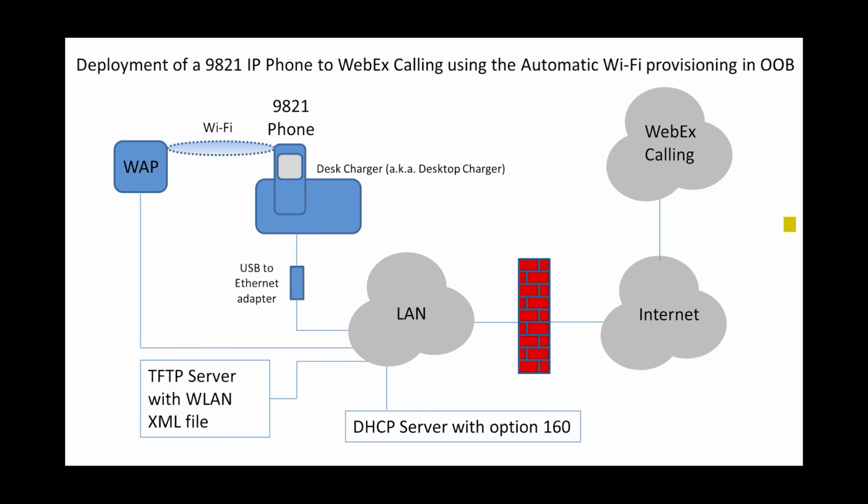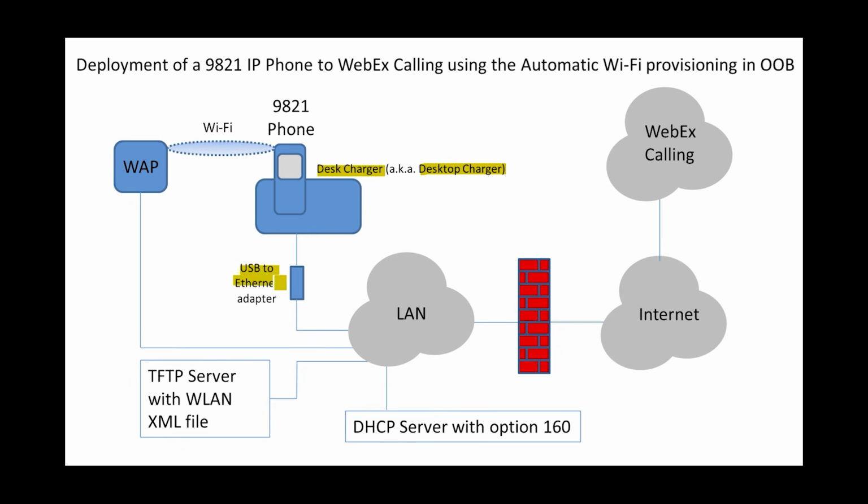In this video, we'll take a look at deployment of a 9821 phone to WebEx Calling using the automatic Wi-Fi provisioning in OOB. A key item using this method of deployment to speed up and make the deployment quicker is going to be the desk charger, also known as the desktop charger. An option to add to this desk charger is going to be a USB to Ethernet adapter.